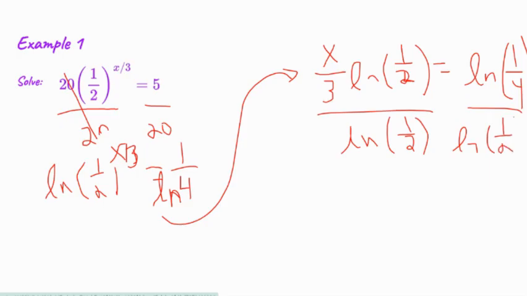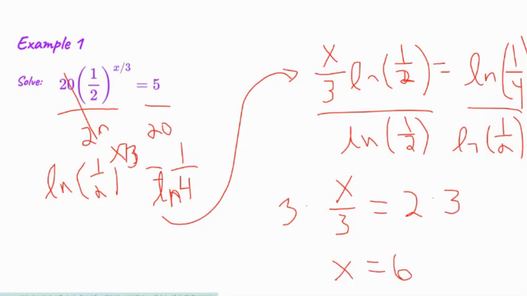And make sure your calculators are ready at this point. So the natural log of 1/4 divided by the natural log of 1/2 is just 2. So I got x divided by 3 equals 2. Then we go ahead and multiply by 3. We get x equals 6.